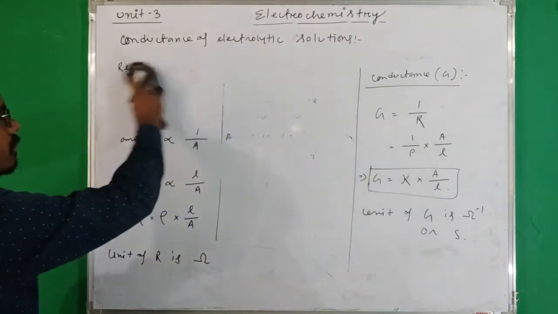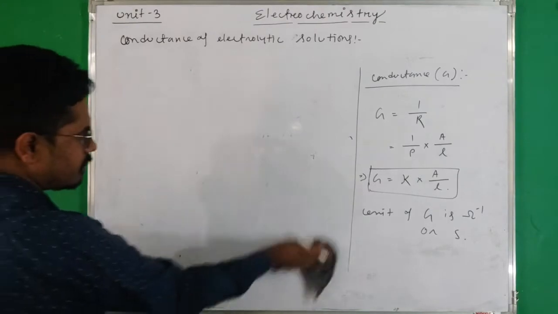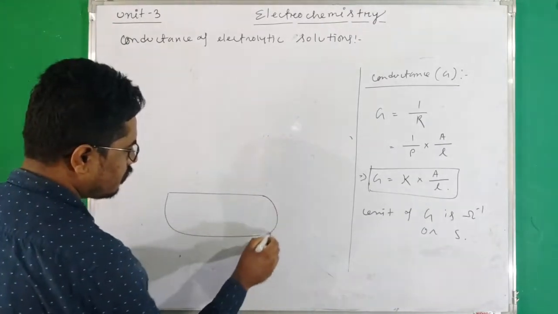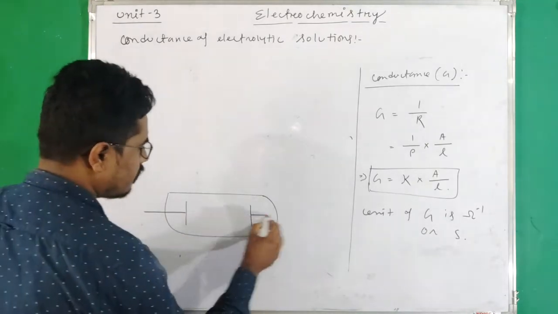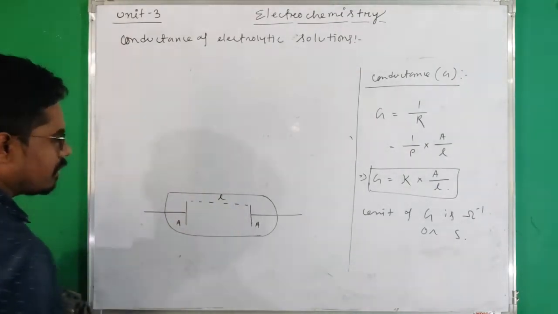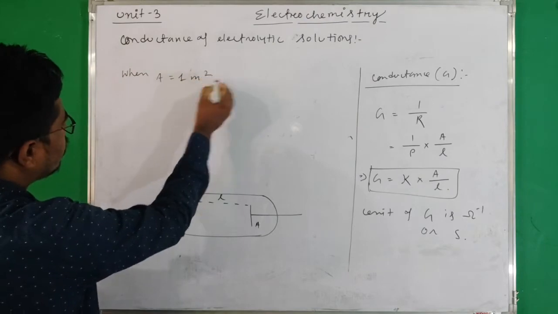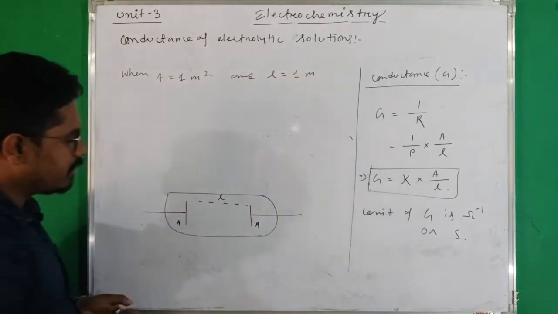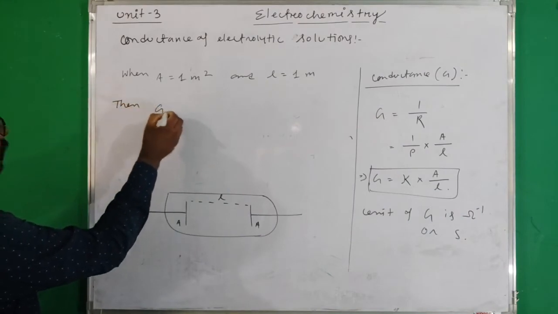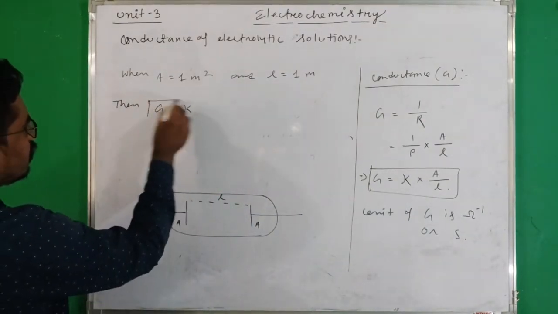The conductivity is also called specific conductivity. So let us consider an electrolytic solution in which two electrodes are present and their area of cross section is capital A and the length between them is L. So when A equal to 1 meter square and L equal to 1 meter, that means the area of cross section is 1 meter square and the length between them is 1 meter, then G equal to kappa into 1 divided by 1, ultimately 1. So then G equal to kappa.